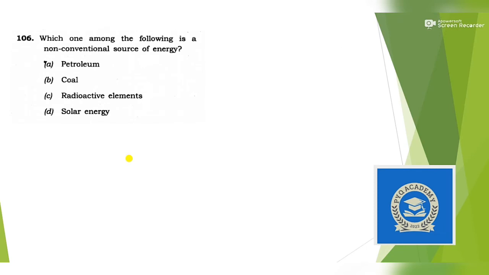Which one of the following is a non-conventional source of energy? Non-conventional means which is not generally used by common people. Petroleum is used, coal is used, solar energy can be used, but radioactive elements are not generally used. It is used in nuclear reactors. So answer is option C. It is not a conventional source.